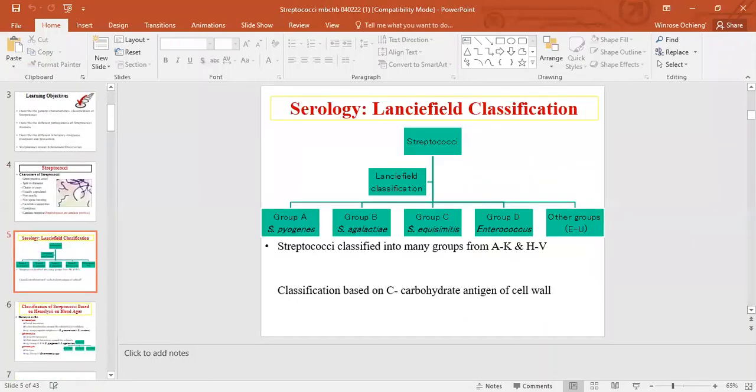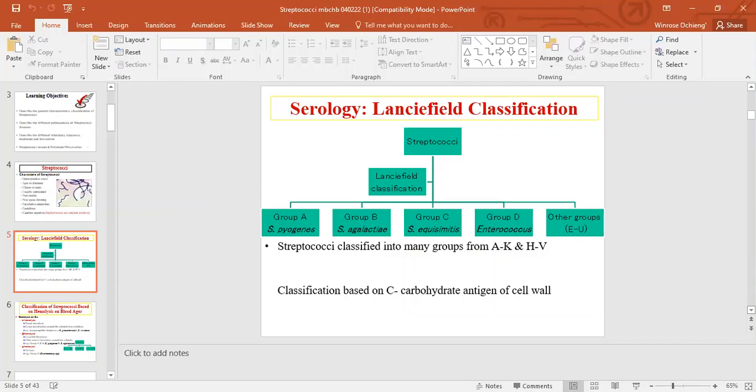So we need to know, how do we classify them? We have three types of classification. We classify according to hemolysis. We'll see this as we go on, and you'll appreciate it more when you go to the laboratory. One classification uses their cell wall. They have a C carbohydrate, and this classification is called the Lancefield classification. We use the C carbohydrate antigen that is found on the cell wall.